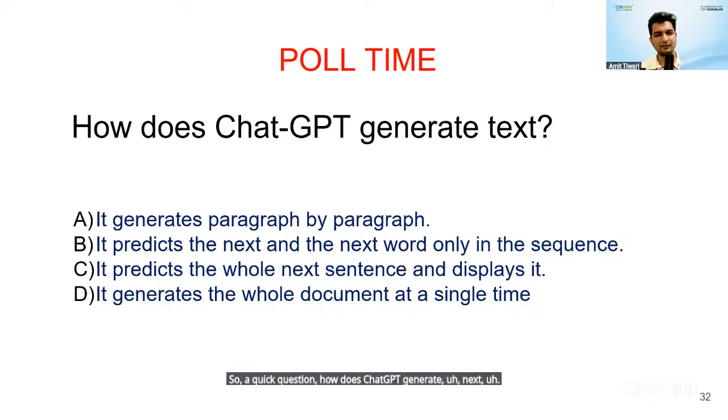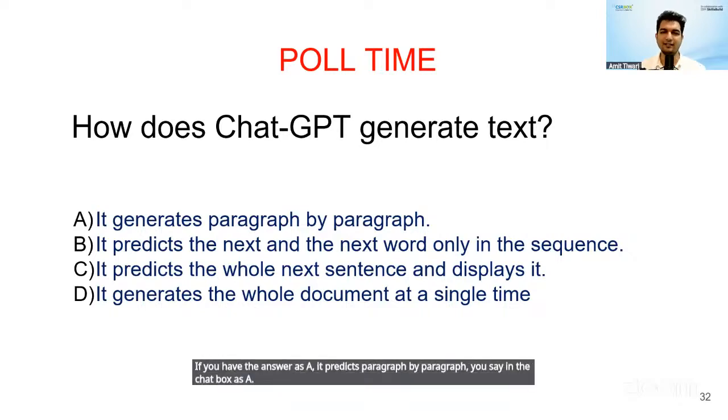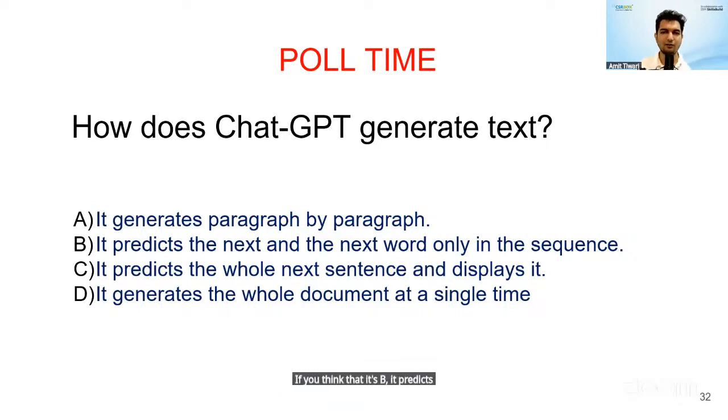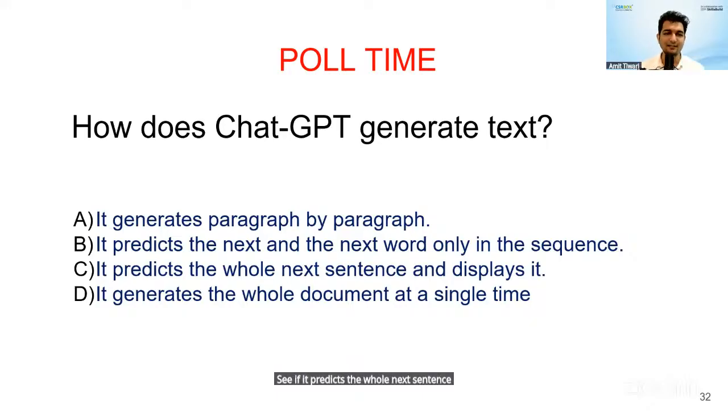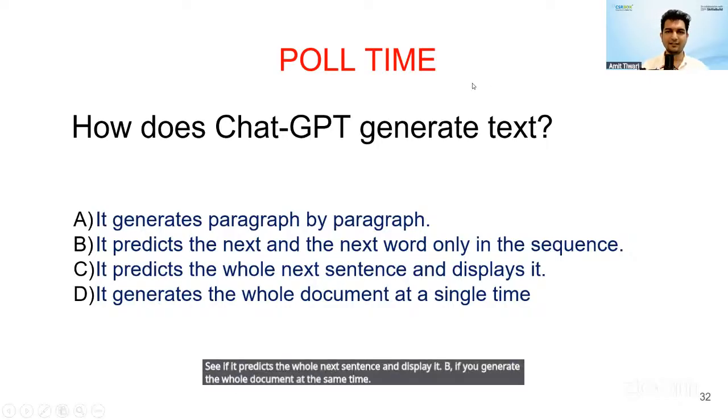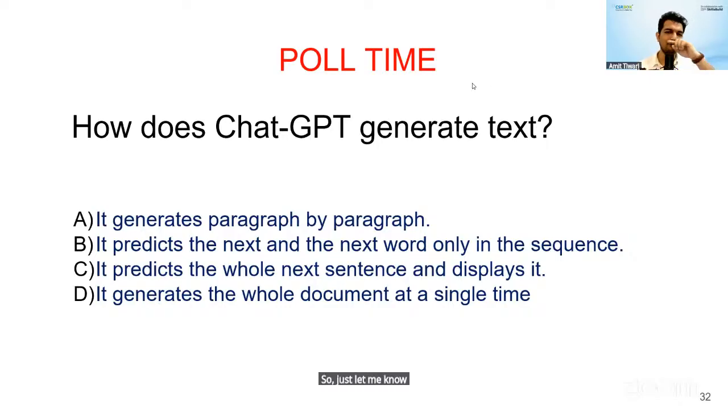generate text? If you think the answer is A, it predicts paragraph by paragraph, say A in the chat box. If you think it's B, it predicts the next word and the next word only in the sequence, say B. C, if it predicts the whole next sentence and displays it. D, if it generates the whole document at the same time. So just let me know so that we are on the same page. And also, if you have any questions in between.